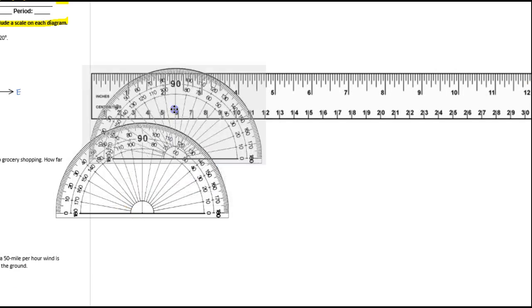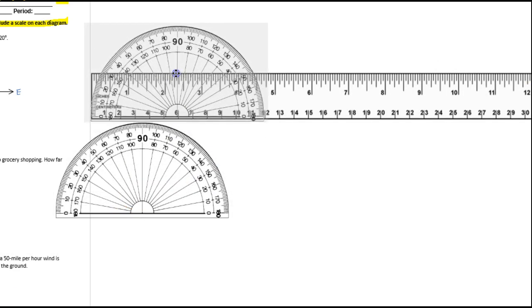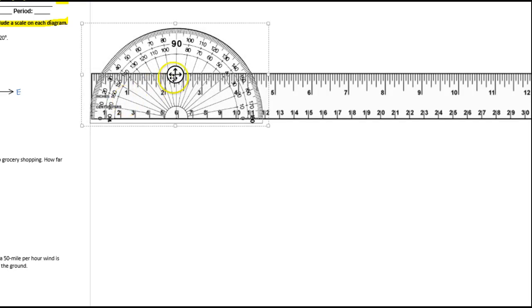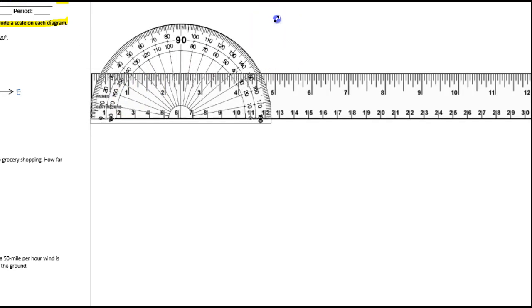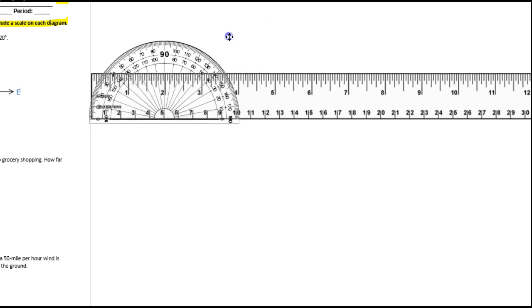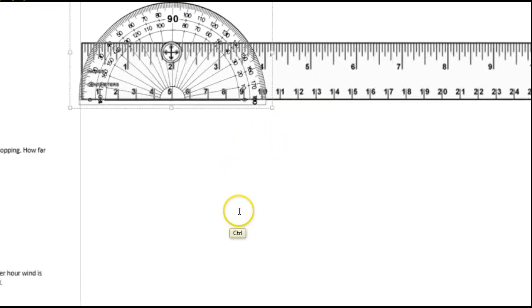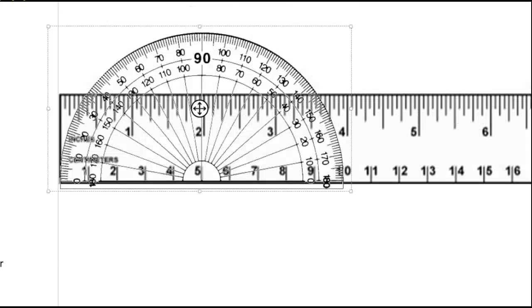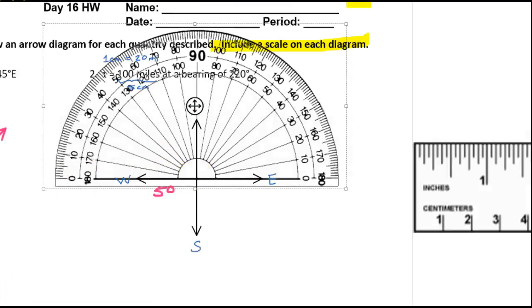So again, I'm going to grab my protractor. Alright, I'm going to put it over here towards the left edge of my ruler, and then I'm going to drag it, and I'm adjusting so that the center of the protractor is at 5. So right now you can see that the radius of my protractor is 5 centimeters.